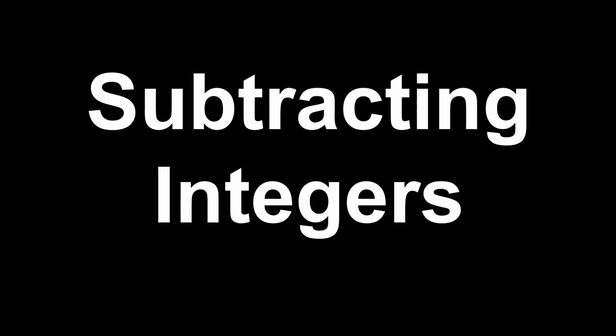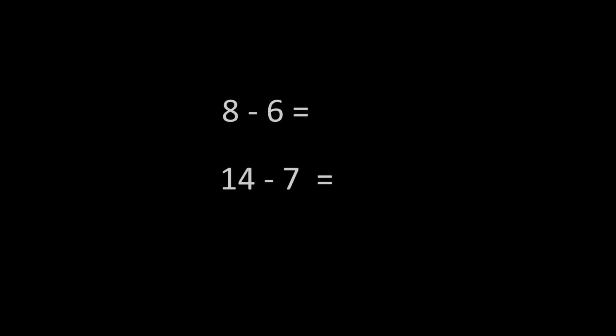Now let's subtract integers. You've been doing problems like 8 minus 6 and 14 minus 7 for years. For subtraction problems like these, don't worry about the integer rule. Just subtract like you've always done. 8 minus 6 is 2, and 14 minus 7 is 7.